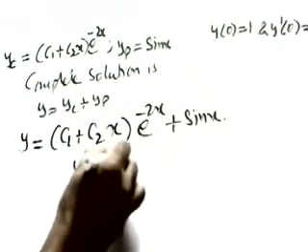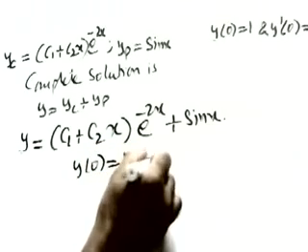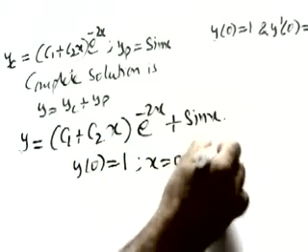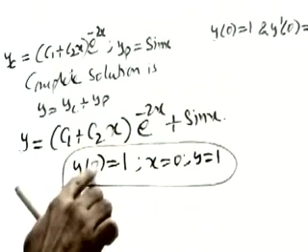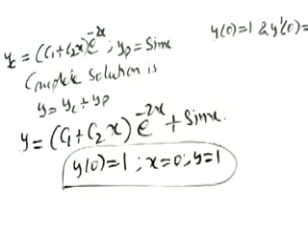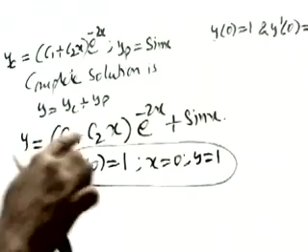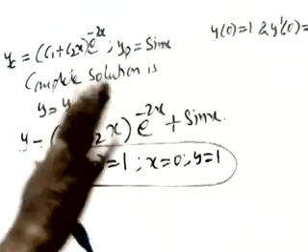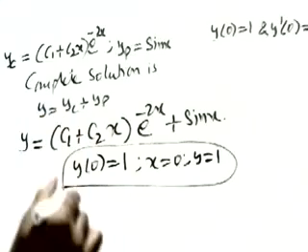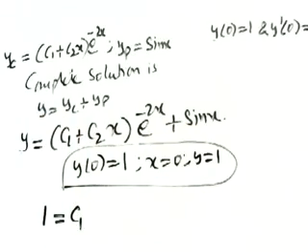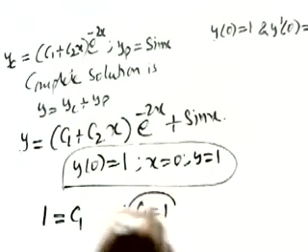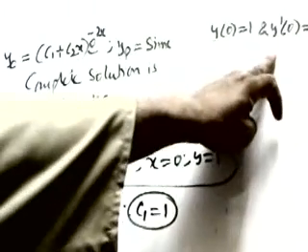What is the first condition given? y of 0 equals 1. That means x equals 0, y equals 1. This is the x value, this is the y value. So let me substitute x equals 0, y equals 1. If you keep x equals 0, 0 into c2 is 0, e power 0 is 1, 1 into c1 is c1. Sin 0 is 0, therefore we got the value of c1 equals 1.